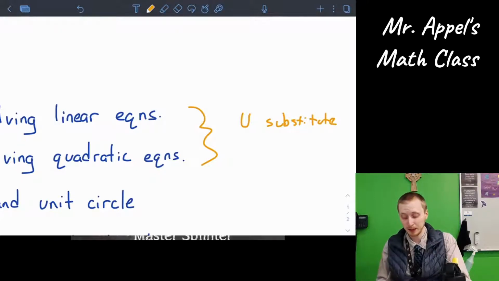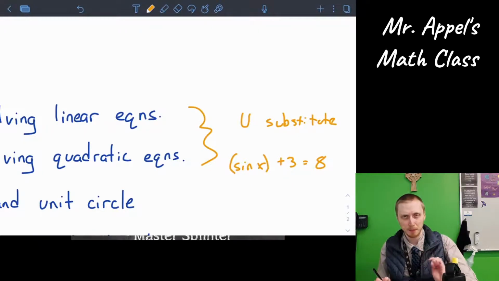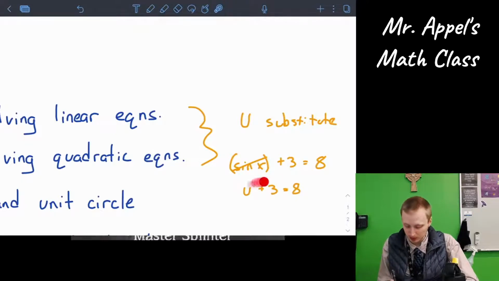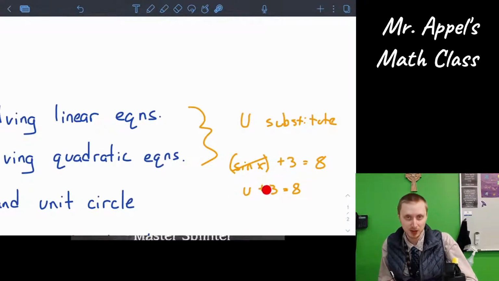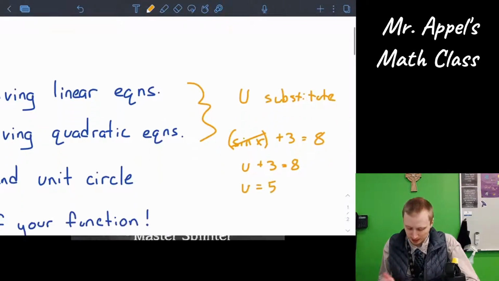When you see something that says, oh, sine of x plus 3 equals 8, whatever, sine of x is one whole item, okay? If you think of that, use your u substitute, at least mentally, and consider that this is just u, some other variable, plus 3 equals 8. This is now a very simple linear equation. You know how to solve it from here. Solve it for u. Now go back and wait, u was that sine of x.